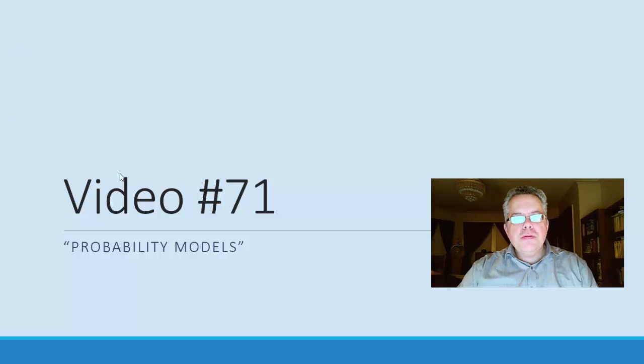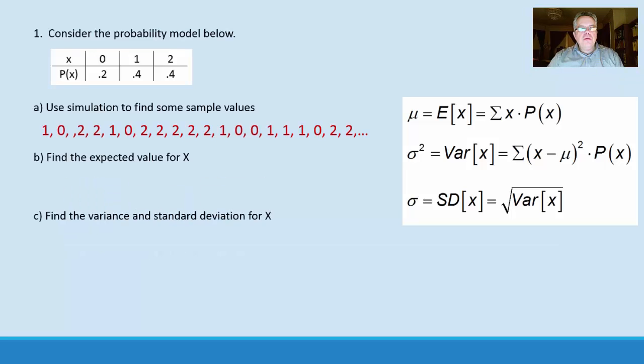I'm going to take this opportunity to go over what we're doing in class again about probability models, expected value, variance, and standard deviation. Okay, so here's our first example, and actually this is the toughest one because for this one we're not going to use our calculator. First, it says consider the probability model shown below.